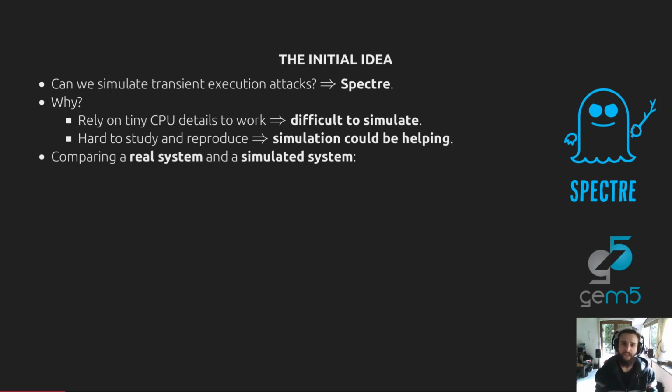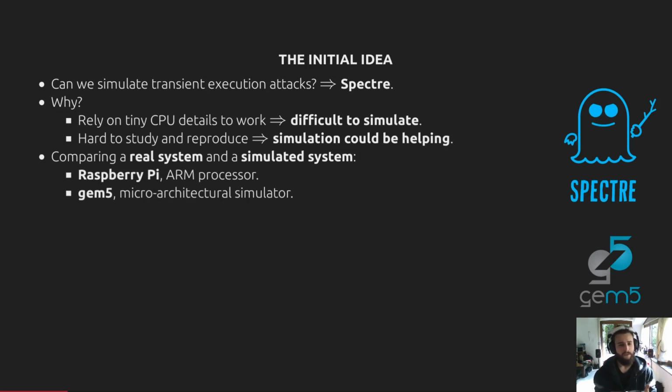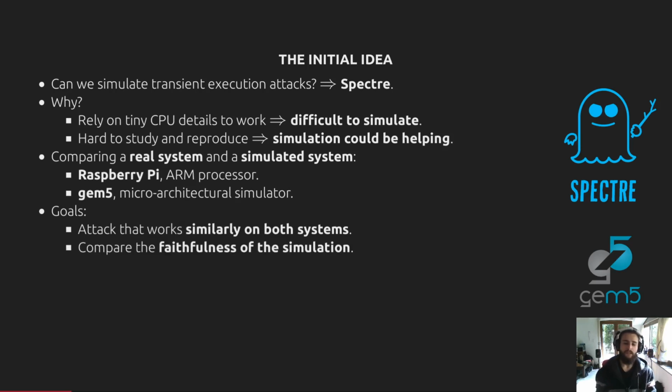So we wanted to compare a real system and a simulated system. As a real system, we used a Raspberry Pi with an ARM Cortex-A72 processor, and for the simulator we used gem5, which is a microarchitectural simulator. That means that in software it simulates all the hardware components of the system. So the goal was to have an attack that works similarly on both systems in order to compare the faithfulness of the simulation. And finally, we wanted to know how gem5 could be useful for a security researcher in his works.